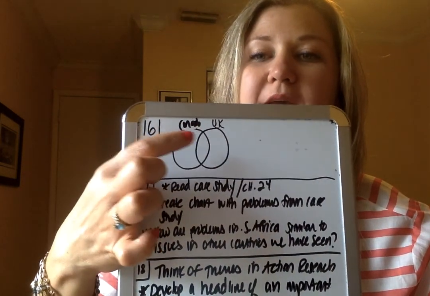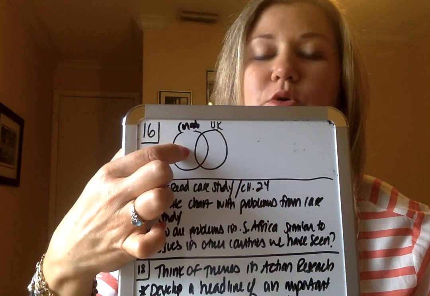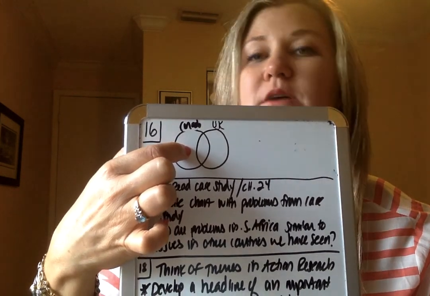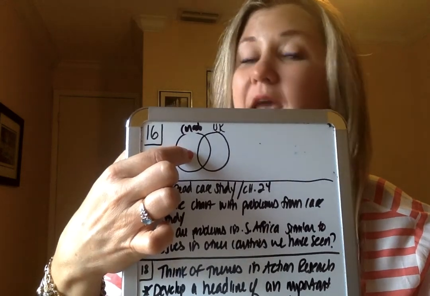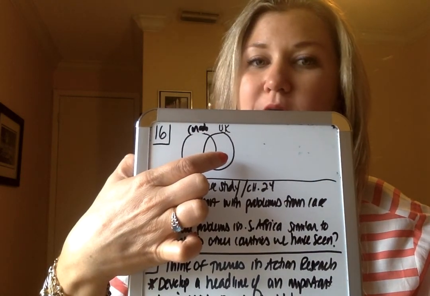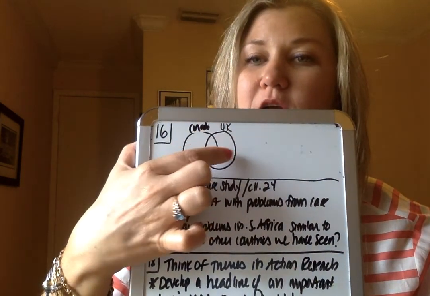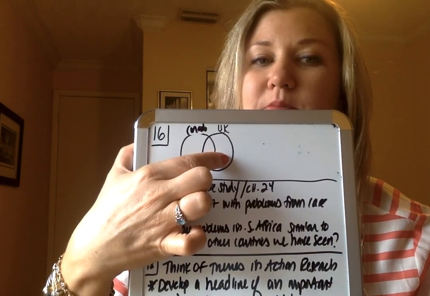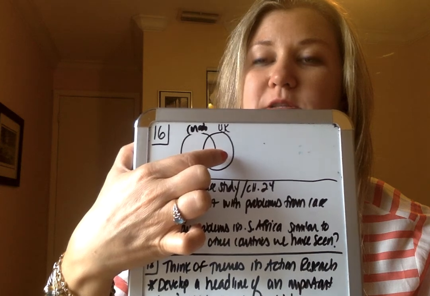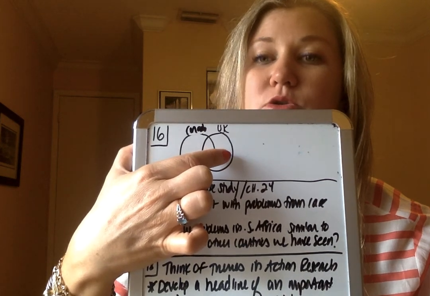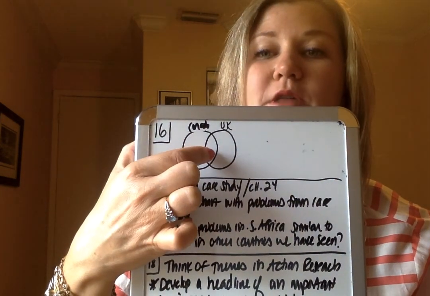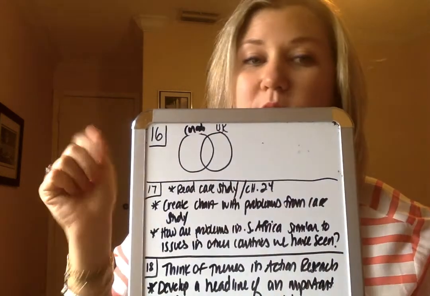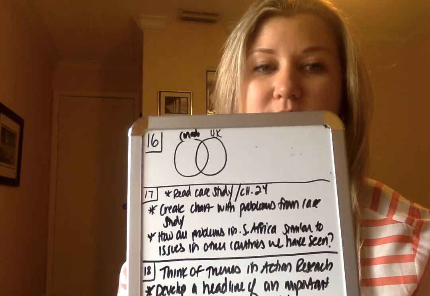So the first circle will be Canada, and in this part you discuss family literacy that is just unique to Canada, and then over here would be the UK or Britain, and here you will discuss in this area the family literacy issues and approaches that are just unique to the UK. In the middle, that's where you're going to put similarities between the two regions.